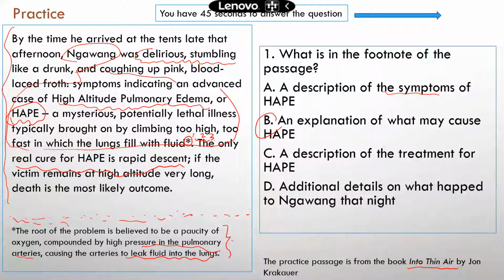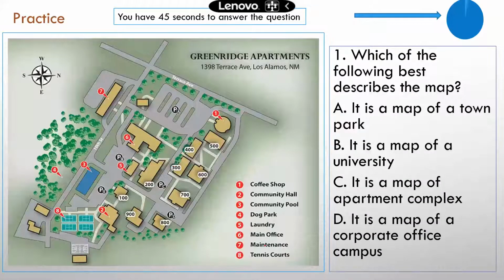D, additional details on what happened to that person that night? Not really, right? Again, the correct answer is B. It's about the cause behind HAPE. Okay, next question. This is about a map. So you have 45 seconds.